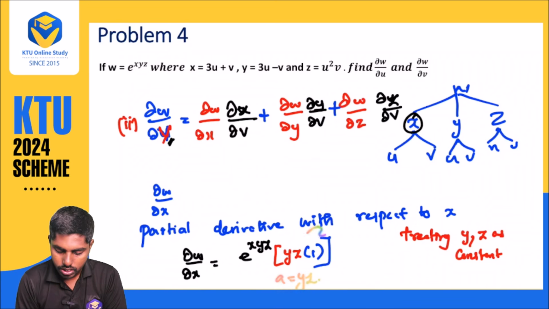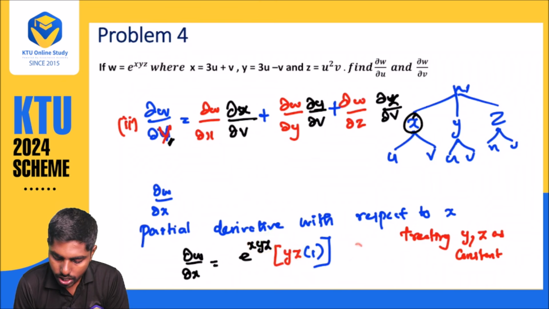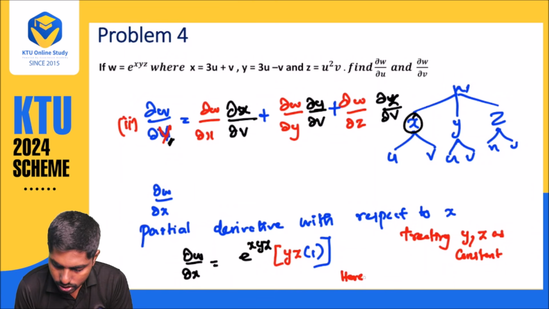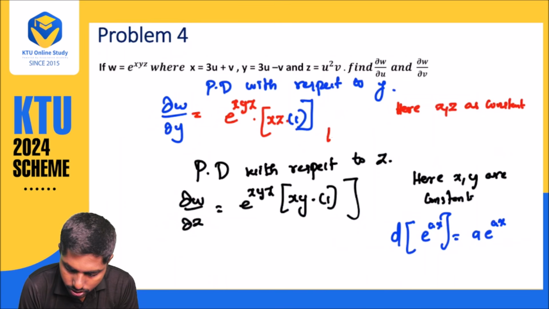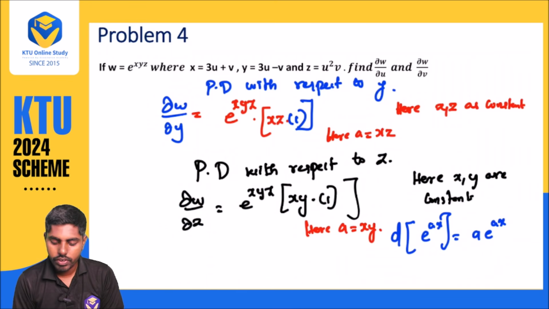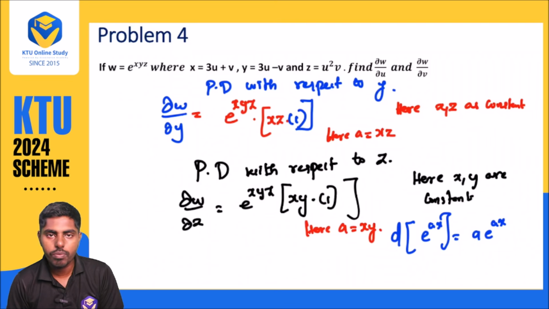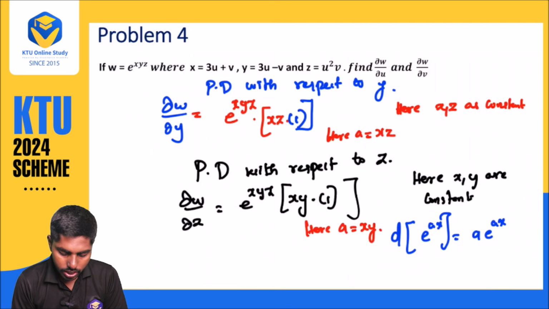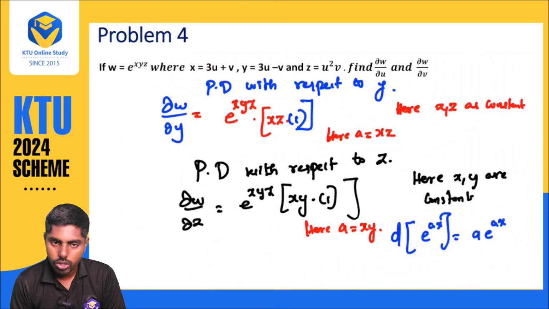That's the reason this is constant. Just treat it as a constant, so yz will become b, or consider it as a. Here a equals yz, here a equals xz, here a equals xy. If you consider it this way, it is very easy to solve. Okay, now the partial derivatives of w with respect to x, y, z we have identified.